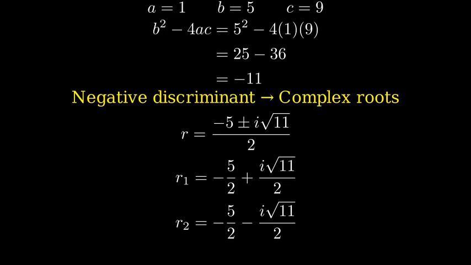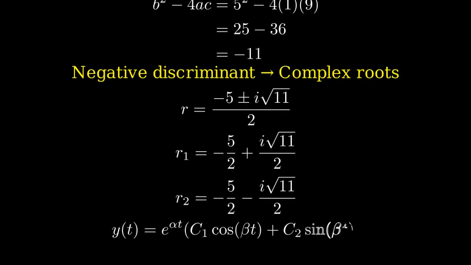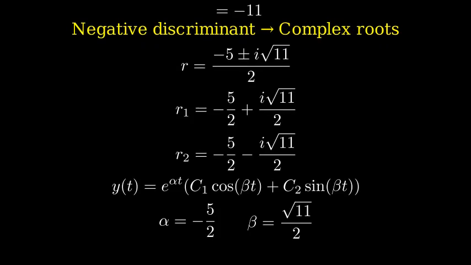For complex roots of the form alpha plus or minus beta i, the general solution takes the form y of t equals e to the alpha t times the quantity c1 cosine of beta t plus c2 sine of beta t. In our case, alpha equals negative 5 over 2, and beta equals square root of 11 over 2.